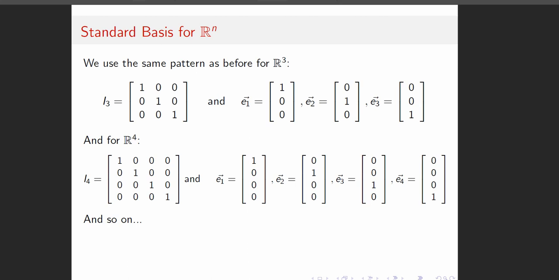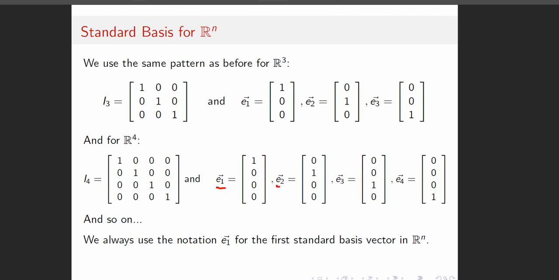The standard identity matrix for R4 is a 4 by 4 matrix with all zeros except along the main diagonal where we have ones. And that's the pattern that goes on and on for R sub n. But notice that we're using these vectors for the basis vectors, right? E1, E2, E3. We're using that same notation regardless of whether we're in R3 or R4. Okay, so generally speaking, that should be clear from the context. If it's not, we actually have to specify what we mean by those vectors.